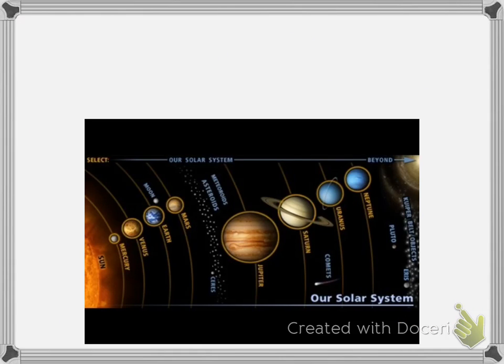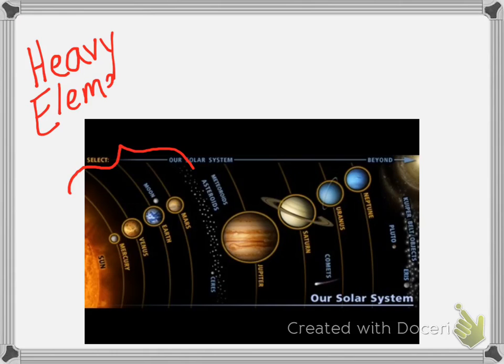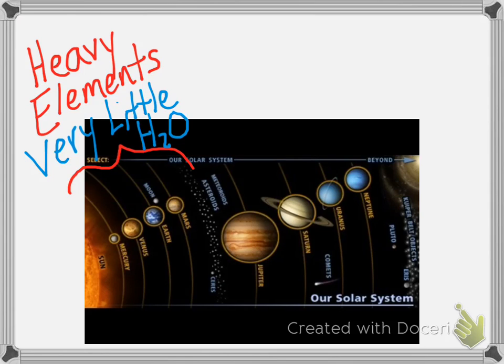So if we go back to our layout of the solar system, we see that the inner solar system, Mercury, Venus, Earth, and Mars, is places where heavy elements have condensed out, but very little water. Too hot when they were forming for water to condense out of that solar nebula.